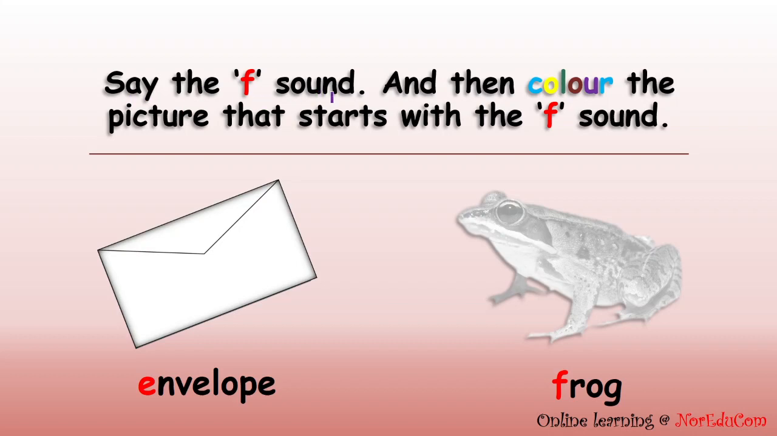Now let's say the F sound and then color the picture that starts with the F sound. Can you name the first picture? Yes, this is an envelope. Envelope. It starts with the letter E. So do not color it. The next picture. Can you name this animal? Yes, that's right. This is a frog. Frog. It starts with the sound of F, letter F. So let's color it. Well done, everybody.